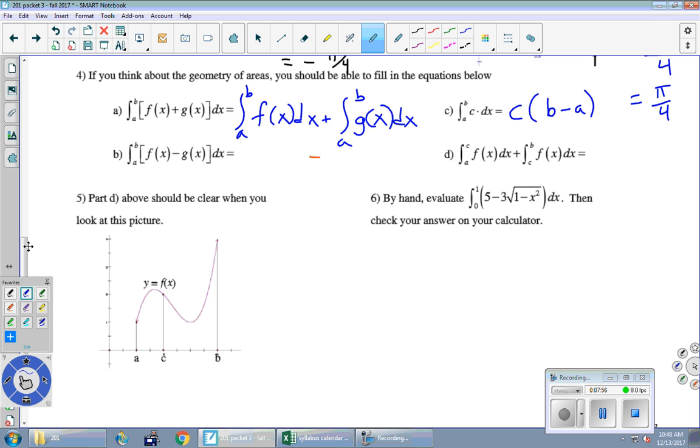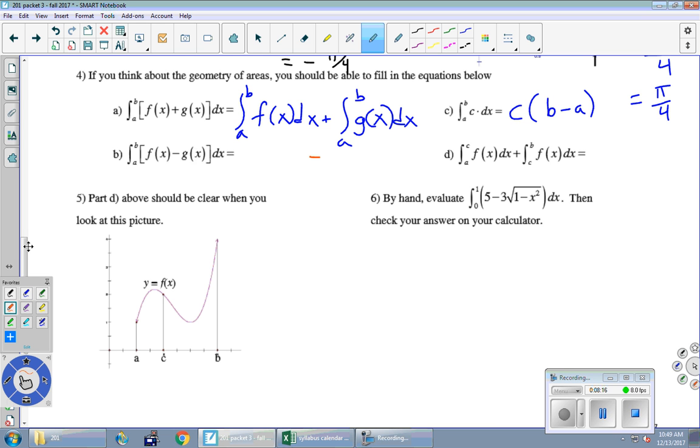Okay, and then part D. Part D is kind of wonky. It says the integral from a to c of f of x dx plus the integral from c to b of the same f of x. It's not 2 different things like f and g before. What's different is that on the one integral we're going from a to c, and the other integral we're going from c to b. Let's take a look at this picture here in the lower left.